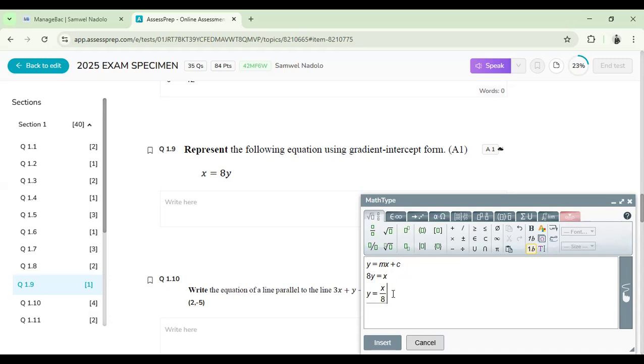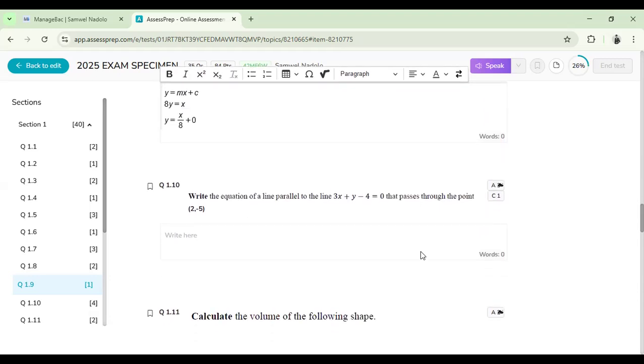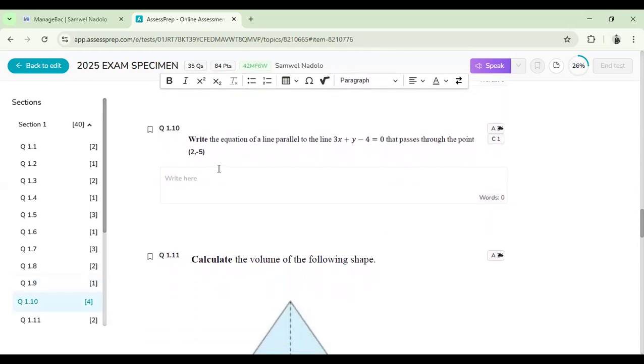This is in form of y is equals to mx plus c. You can include plus 0 here because there is no c. You will not be penalized for not including 0, but if you just write y is equals to x over 8, that is still your answer and it is correct. Right.